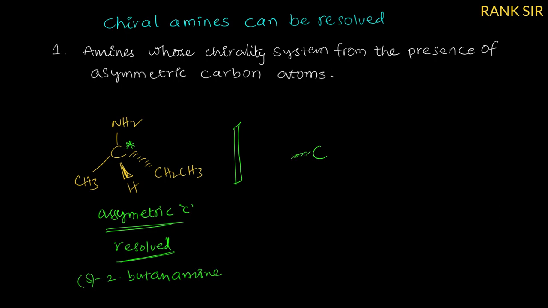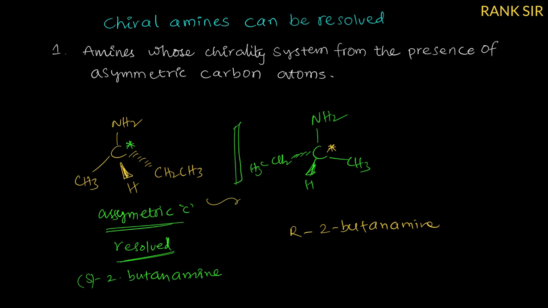This is the ethyl group, CH3, CH2, and next this is a hydrogen, this is a methyl group, this is an NH2 group. So this is which one? Chiral, and its name is R-2-butanamine. This can be resolved. These are the enantiomers. What do you call these? Enantiomers.